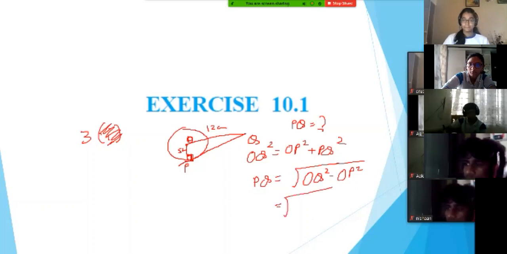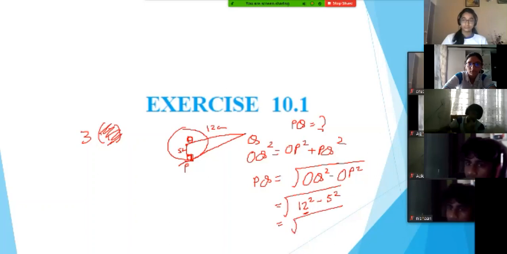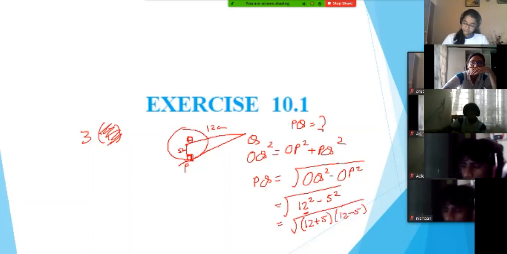That is root over, what is OQ square? 144 minus 25. If you know 144 minus 25, it's easy. But if you don't know, and it's a big square number, use the a square minus b square form. So 12 plus 5 into 12 minus 5. What is 12 plus 5? 17. And how much is 12 minus 5? 7. So root 119.